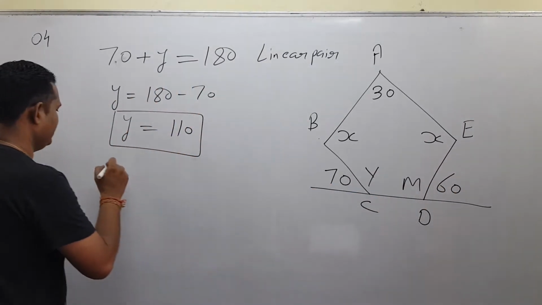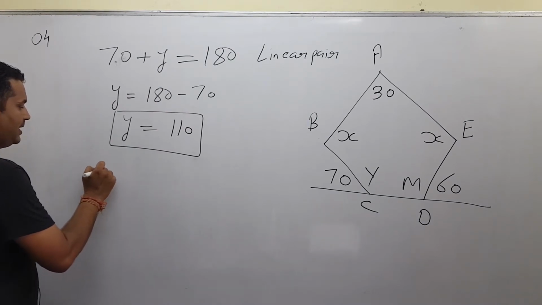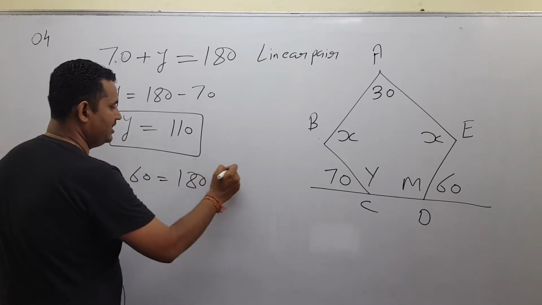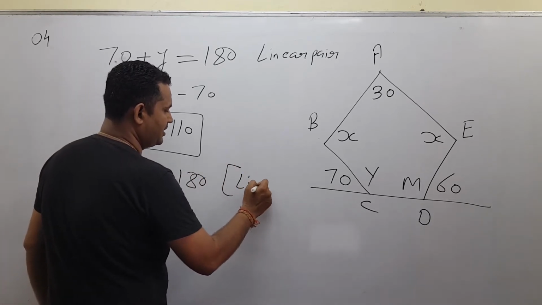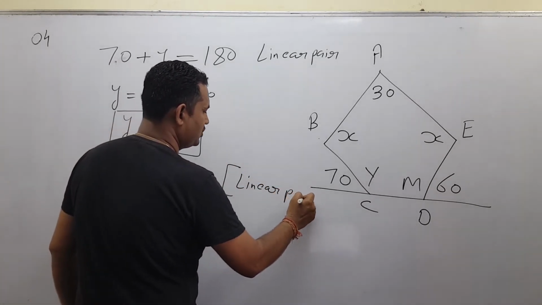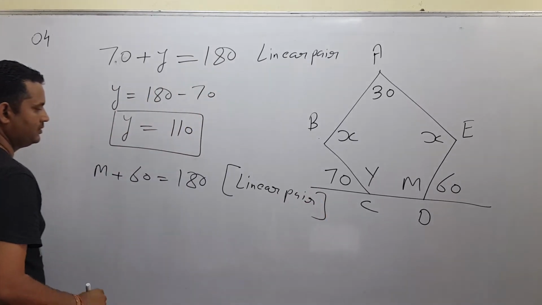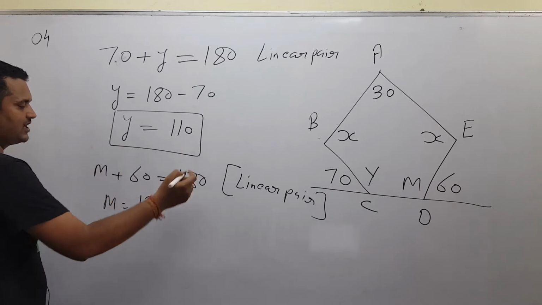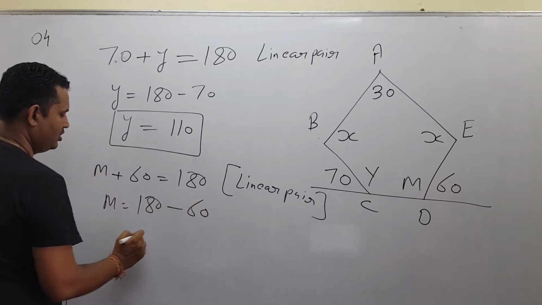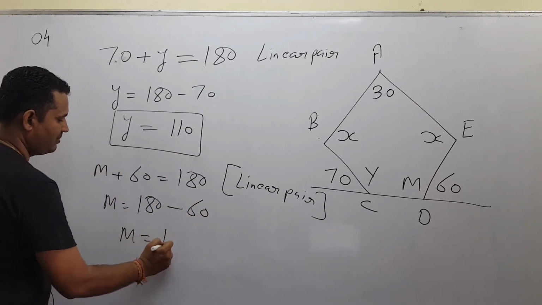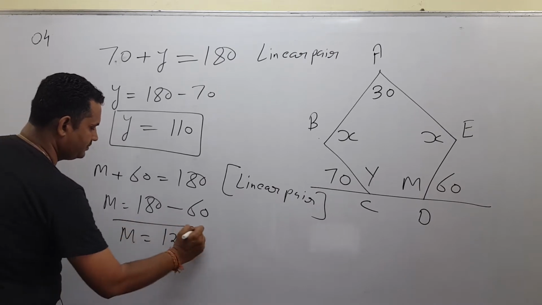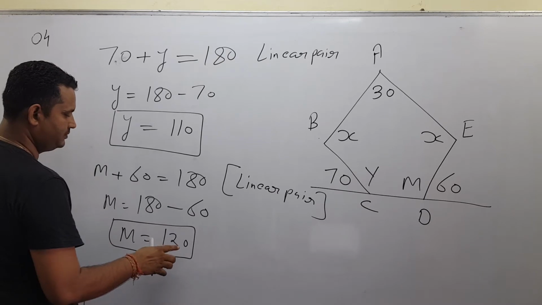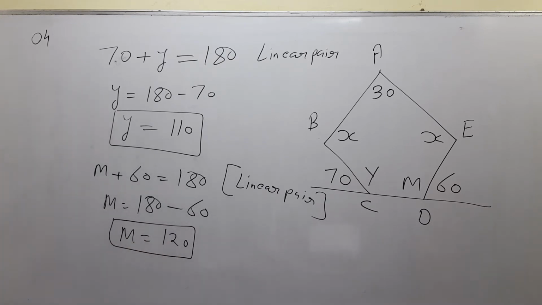So I will write over here. M plus 60 is equal to 180. Again, what is the reason? Linear pair. Got it? Now m is equal to 180, ये plus 60 वहां जाके क्या हो जाएगा? Minus 60. So what is the answer of m? The answer of m is 120. है ना? The answer of m is 120.